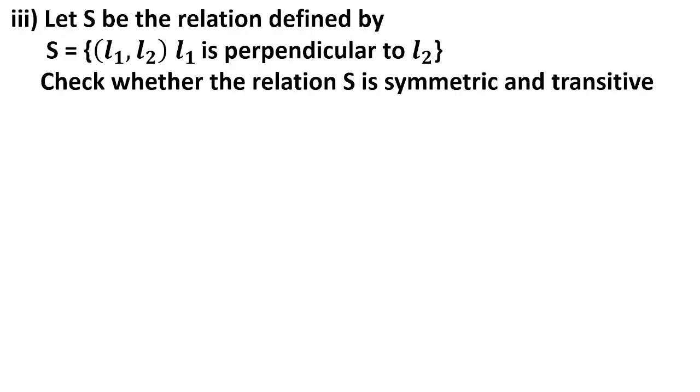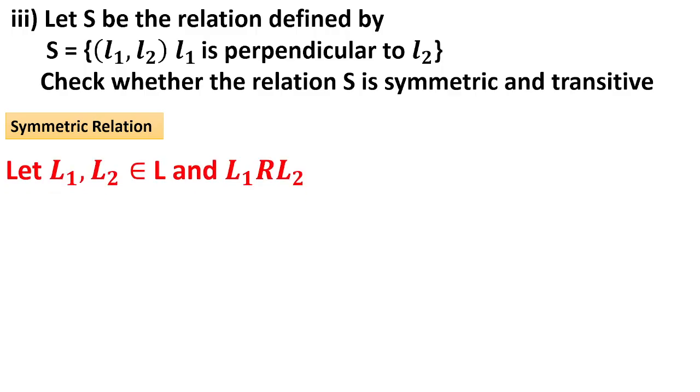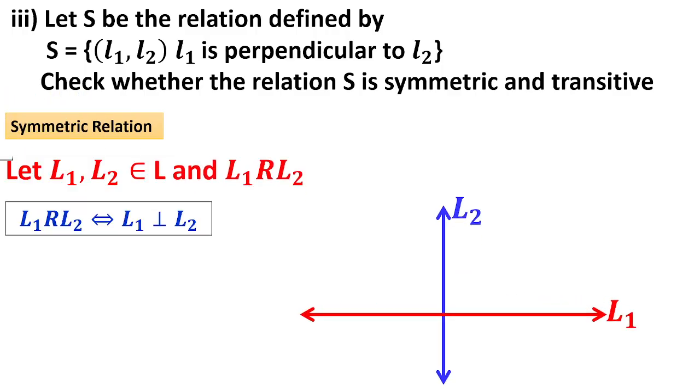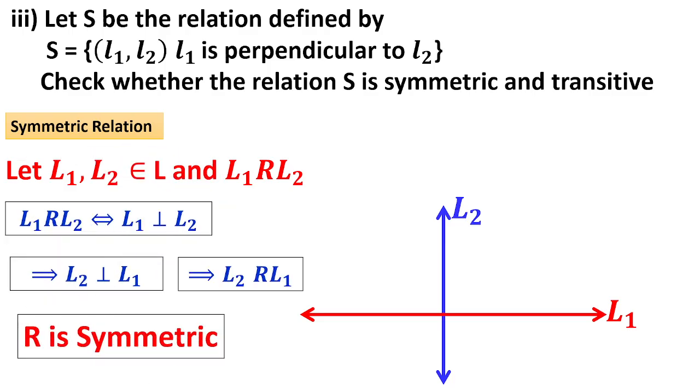Now we have to check the new relation given. L1 is perpendicular to L2. We have to check whether it is symmetric and transitive. Reflexive can also be checked, but they asked only symmetric and transitive. Let us go to the symmetry now. L1 is perpendicular to L2. Therefore, L2 is also perpendicular to L1. Therefore, R is symmetric. There won't be any problem for symmetric nature.